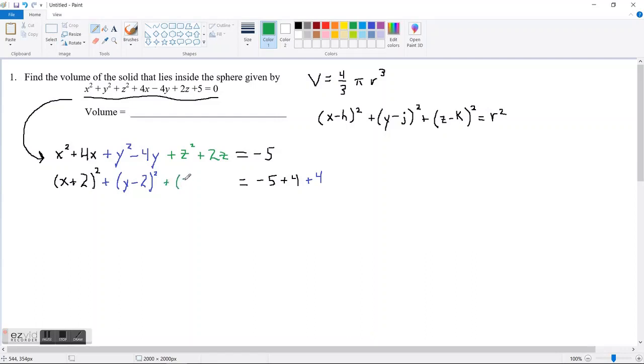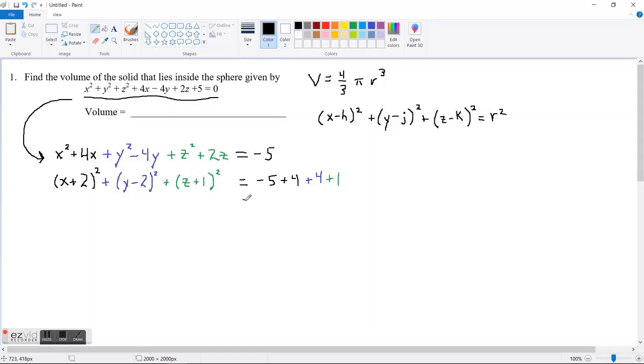Then completing the square in z, we will use z plus half of 2, (z plus 1) squared. That'll give us z squared plus 2z, which we need, but it'll also give us a plus 1 when we FOIL that. So we need a plus 1 on the other side to keep the equation in balance.